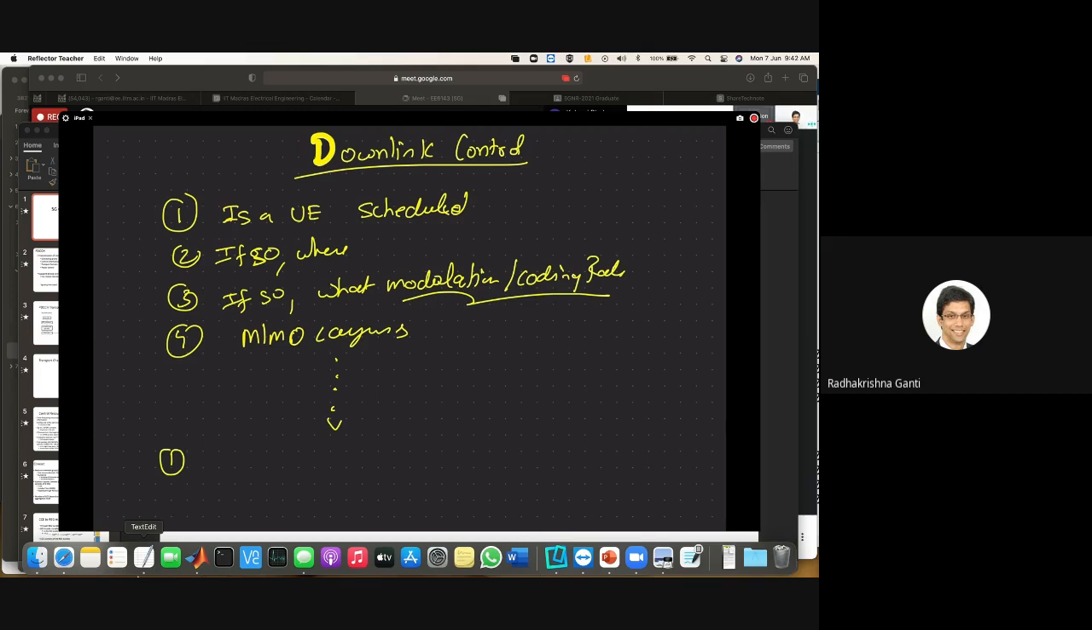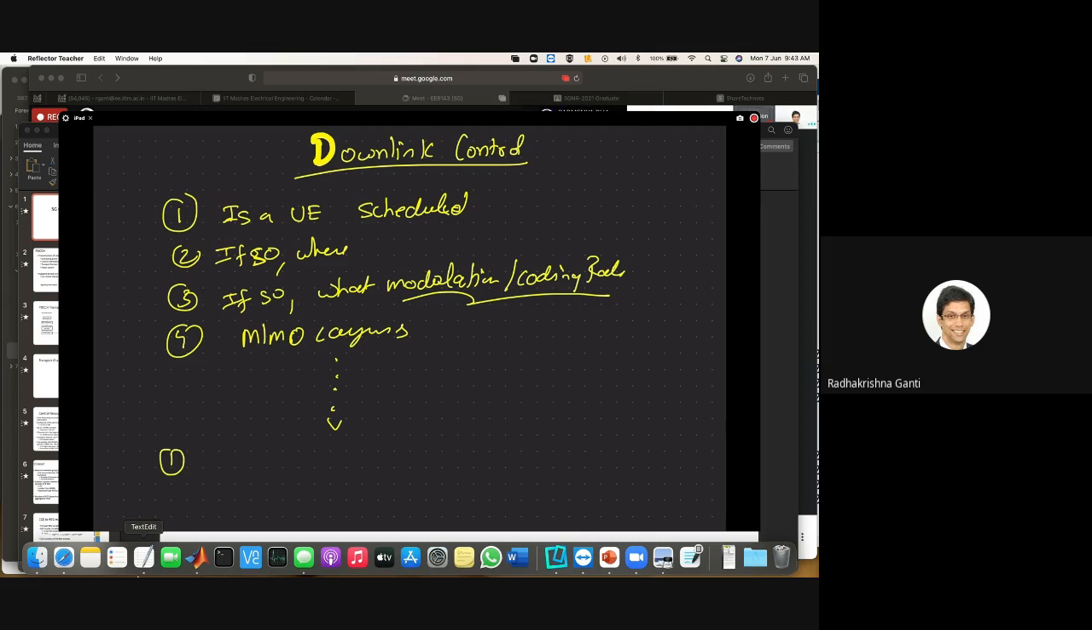So the control channel design should have a provision in which maybe the same amount of information has to go to both, but the UE which is farther away should have a lower coding rate. That means that the same information will be spread over more number of bits compared to the UE which is closer. So this provision also should be built into the downlink control channel.